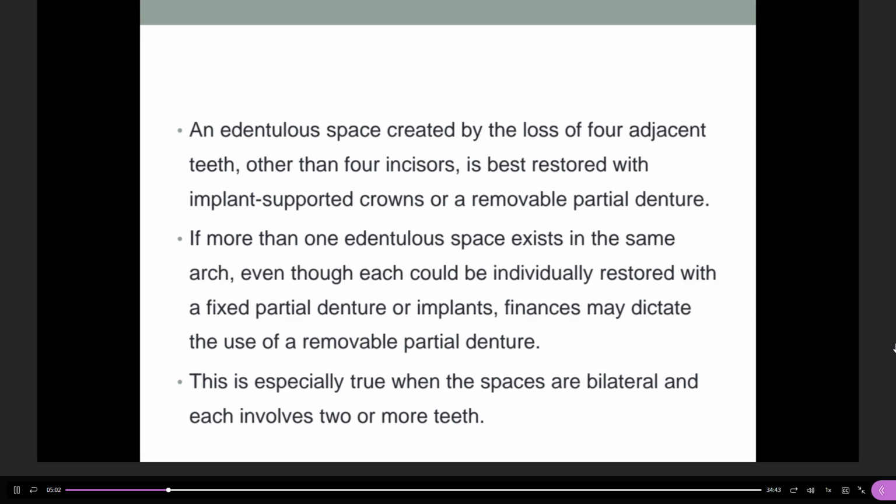If more than 1 inch space exists in the arch, it is better to go for FPD and or implants, and only because of very poor finances, that is the only criterion where you should go for a removable partial denture. It is also true when the spaces are bilaterally involved, with 2 or more teeth. So you want to reduce the number of edentulous spaces by replacing them with fixed prosthesis and not complicate the removable design by having multiple missing areas.